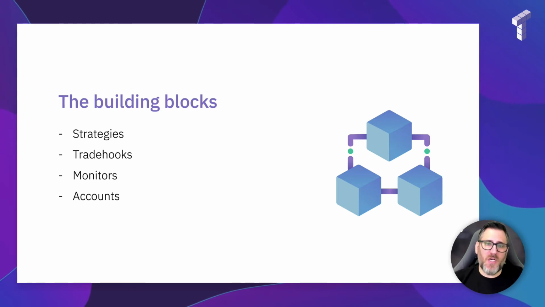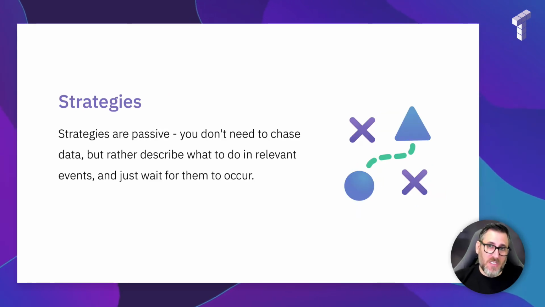So let's start with strategies. What are strategies? Strategies in Tradologics are completely passive objects. You don't have to run through all that code of fetching data and checking positions and doing all of that. You just describe what events you want to respond to, and when such an event happens, we're going to wake up your strategy and tell it to take the necessary steps that you initially described.